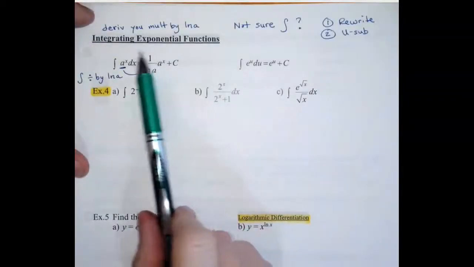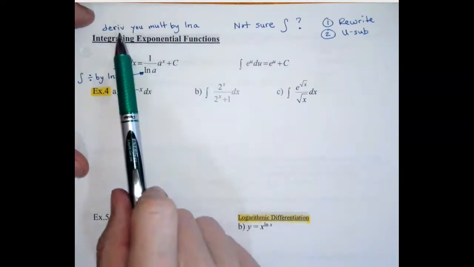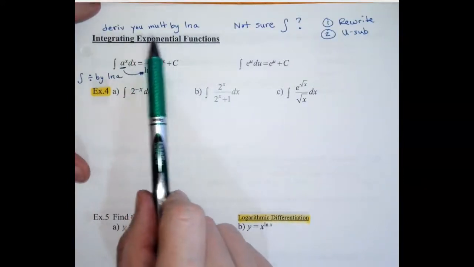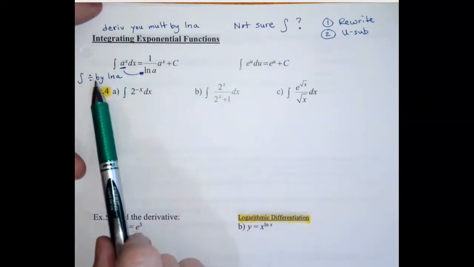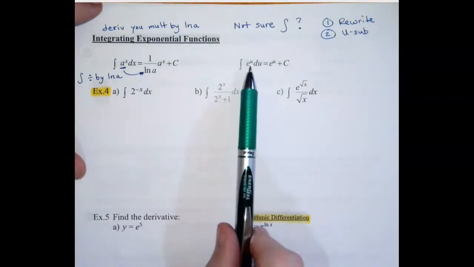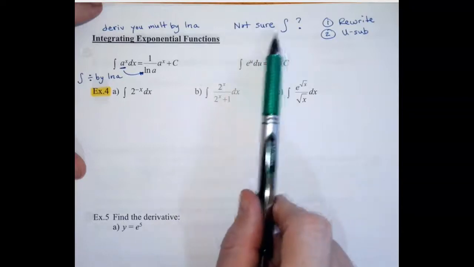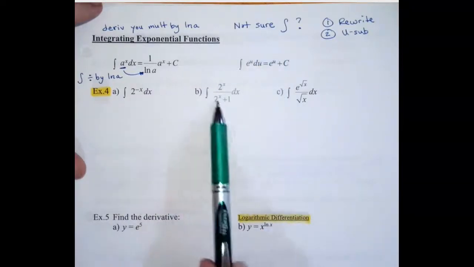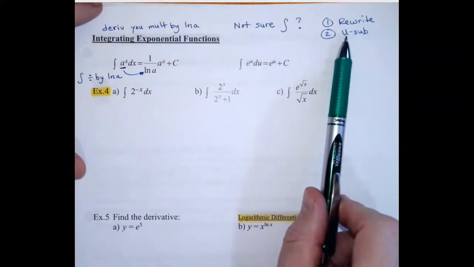Alright, so now we're going to integrate exponential functions with bases other than e. When we took the derivative, we multiplied by the natural log of a. So when we integrate, we're going to divide by the natural log of a. Otherwise, it fits that same pattern as the integral of e to the u is e to the u. If you're not sure what to do when you see an integral problem like these, your best bet is to either rewrite it or use u substitution.